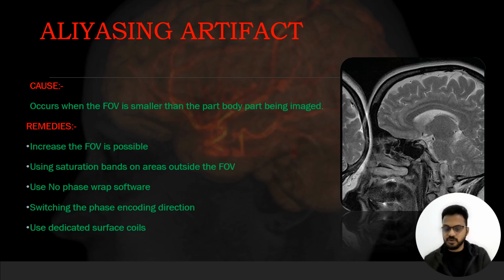For example, in the knee joint, if the phase encoding direction is superior to inferior, the image will get phase wrap artifacts. To resolve this, we can change the phase direction to right to left, and use a dedicated surface coil. While using surface coils or dedicated coils, we get the RF signal only from the region of interest. For example, if we are doing a wrist scan, we use a dedicated coil. The signal is limited to that region, so we can avoid this aliasing artifact.